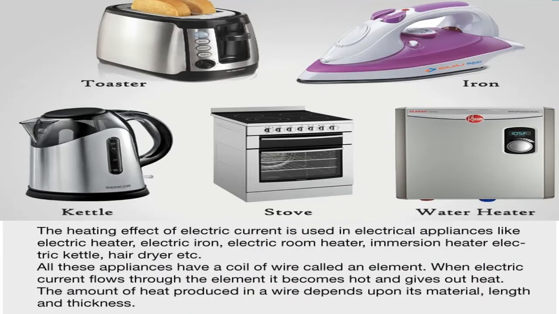Okay, so in short you can say that the heating effect of electric current is used in electrical appliances like electric heaters, electric iron, electric room heaters. Then we also use immersion heaters, that you put inside the water, in order to warm the water for bathing. Then you have electric kettle, hair dryers, etc. All these appliances have a coil of wire called an element. When electric current flows through the element, it becomes hot and gives out heat.